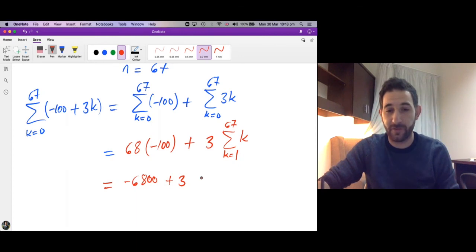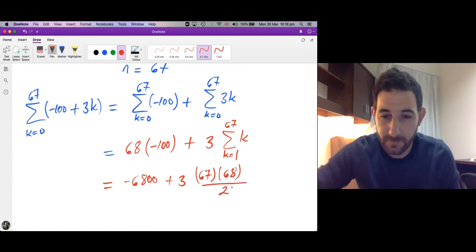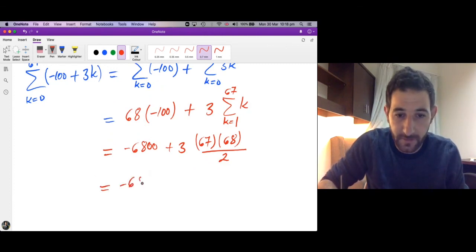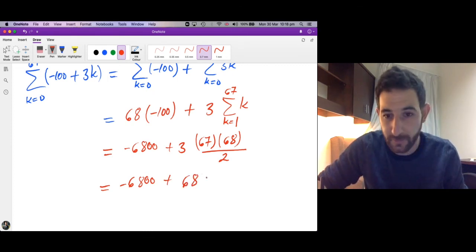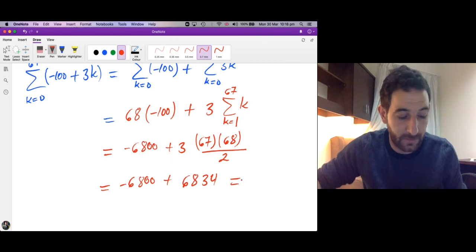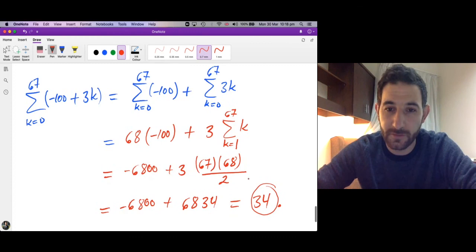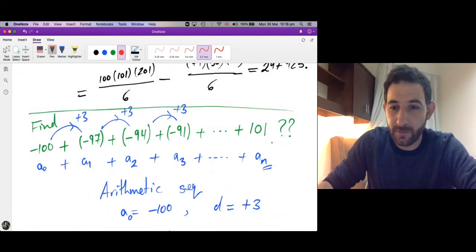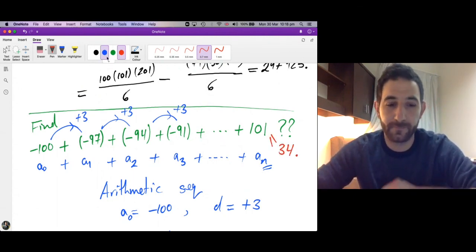We know the formula for this. It is 67 times n plus 1, which is 68, over 2. And you can check that this number is 6,834, and you will find that the number is 34. So in other words, if you sum the green numbers, you will get the number 34. Okay. Thank you.